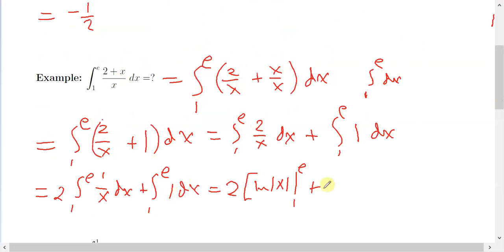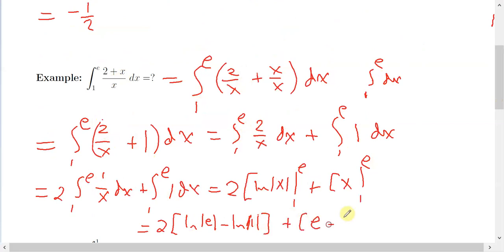Plus, when I integrate 1, I get x, evaluated from 1 to e, and then I plug these in. So it'll be 2 times natural log of e minus natural log of 1. And on this one, I get e minus 1, plugging those 2 in. And if I simplify, I don't need the absolute value because e is positive, but natural log of e is simply 1, and natural log of 1 is 0. And then over here I get an e minus 1 still.